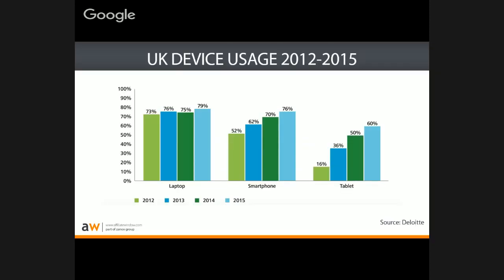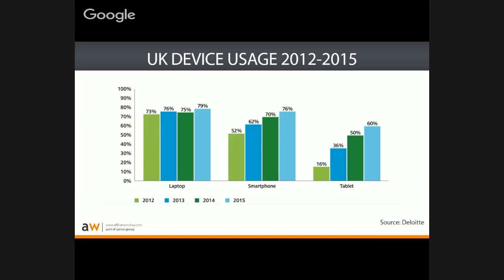You can't talk about cross-device tracking and the need for it without talking about device usage in the UK. And it was looking at these studies from Deloitte that they bring out every year that really hit it home to us that cross-device tracking was needed. And that's really the proliferation of smartphone and tablet usage throughout the UK. This is UK device usage by type over the last 4 years.